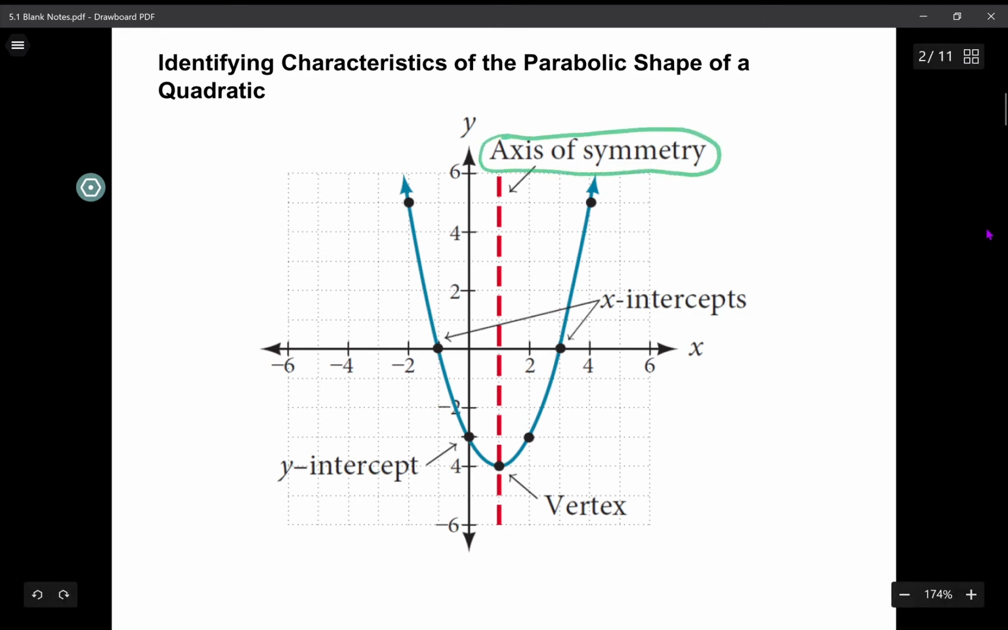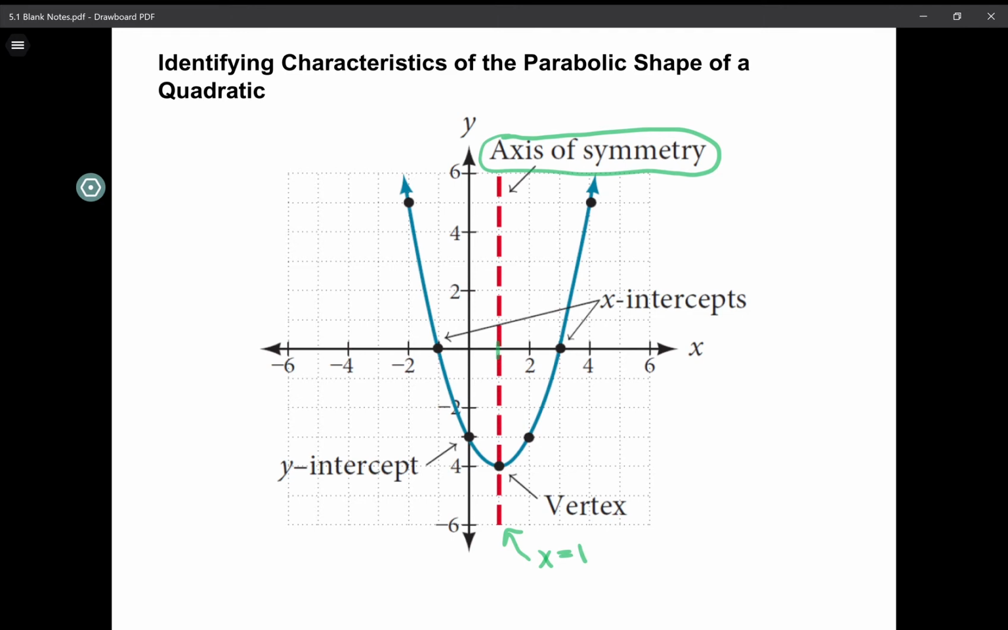The axis of symmetry is a vertical line indicated by the red dashed line. If you folded the function on that line, like if you could fold my screen in half on that line, the left side would match up with the right, and that's what it means to be symmetric. That line right there is the axis of symmetry. Now remember the equation for vertical lines: it's x equals a value. This one is occurring at 1, so the axis of symmetry for this example is x equals 1. And that's how you write the vertical line.